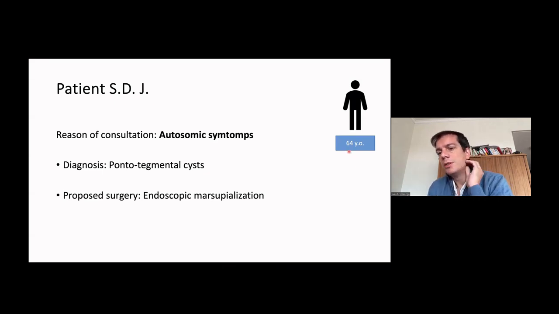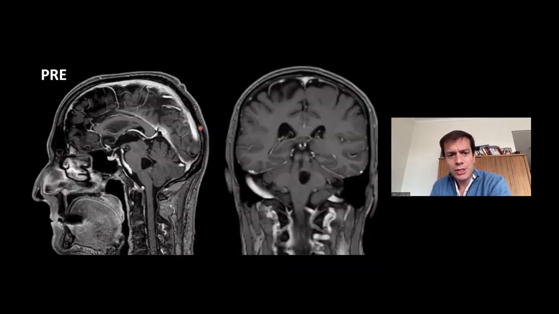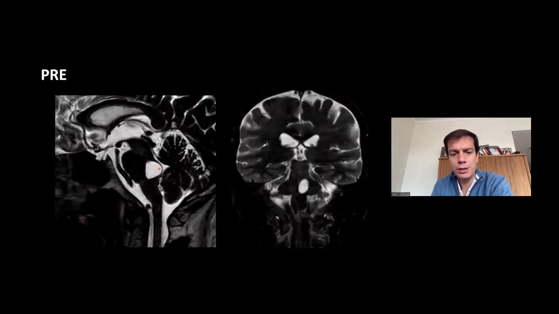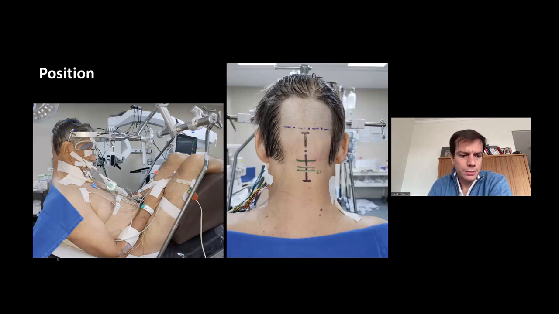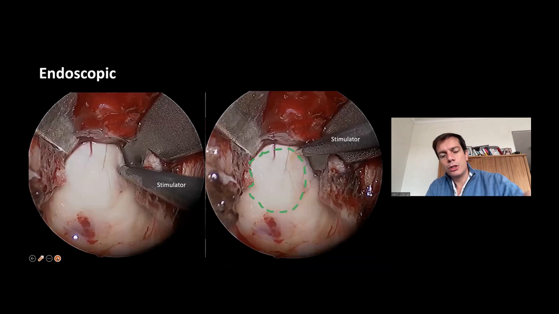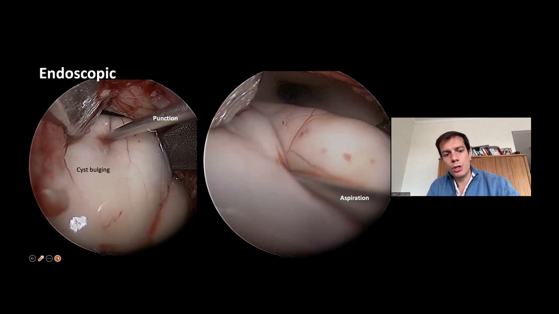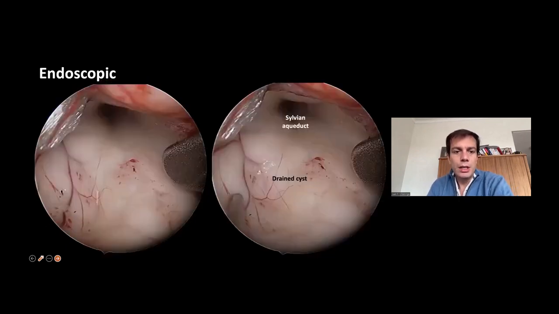A 64-year-old man, the uncle of my wife, a patient with a lot of autonomic symptoms, presents with this pontine cyst. This is a neuroenteric cyst. This is the patient in position, and we can observe the endoscopic view of the floor of the fourth ventricle. The anatomy is different, and this is the area of the cyst. First puncture, and this is the cyst bulging, aspiration, and after is the view. After the aspiration, we recover the normal anatomy of the fourth ventricle floor, and this is the aqueduct of Sylvius.